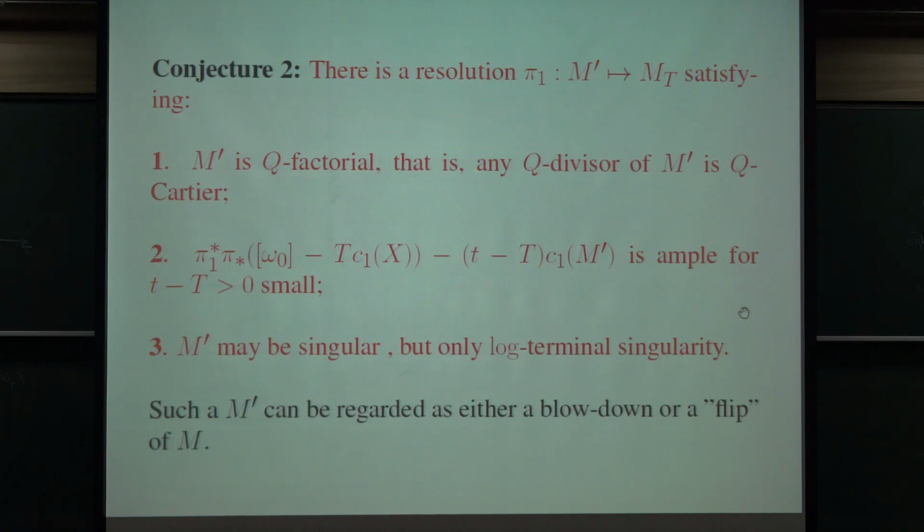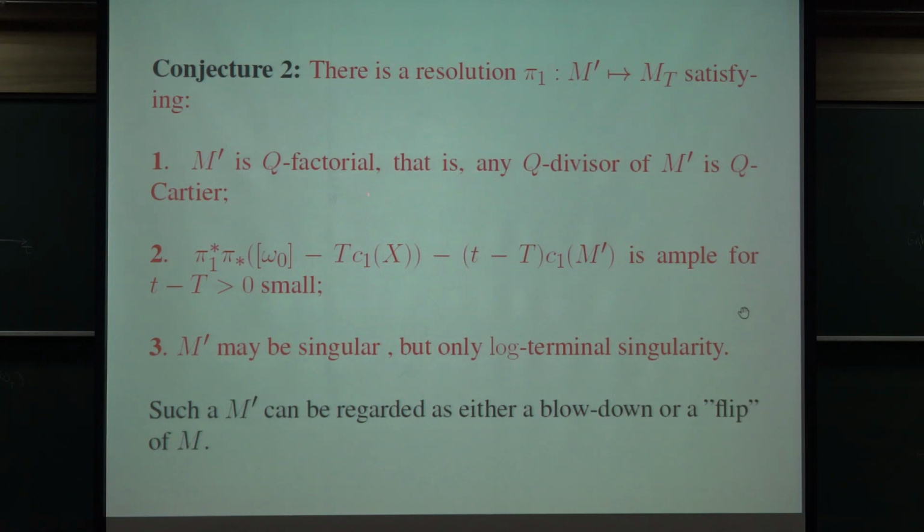I should say sometimes M prime could coincide with M_T. That's a blow down case, and sometimes M_T is too singular, and you have to find another resolution. This is called a flip. So this conjecture can be verified if you know the existence of flips, then you can check it. Also in the complex two-dimensional case, this is always a blow down, and this can be verified. But in general, I don't know. If you assume there's a flip, I can do it, and the complex two-dimensional case we can do it.